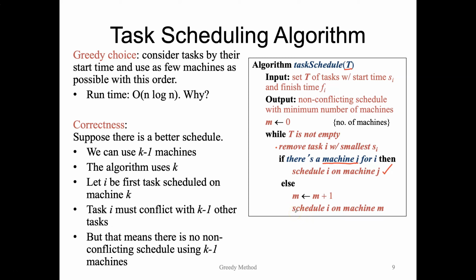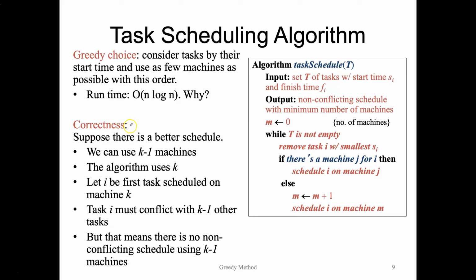Before we get into the runtime here, because this will depend on how we check if there's a machine that will fit this task and how we grab the task with the smallest start time, a few details are hidden here. But I want to show first why this will guarantee that we get an optimal solution, meaning a solution which schedules all tasks and uses the least number of machines in order to do so. And we're going to use another proof by contradiction.